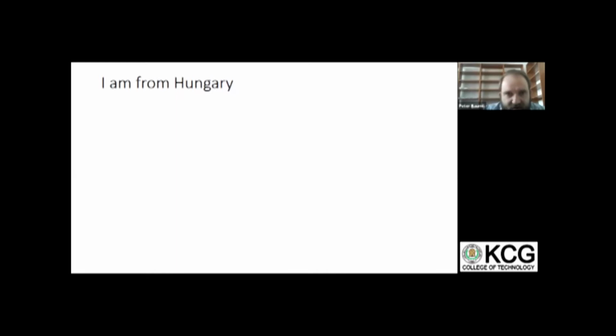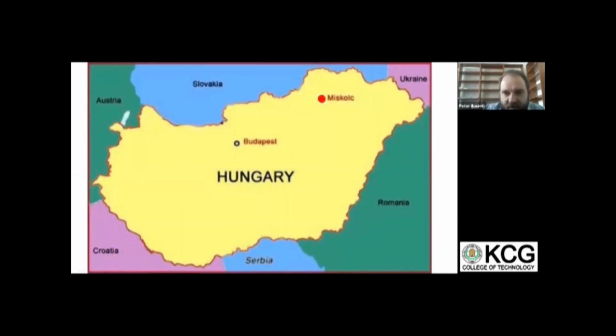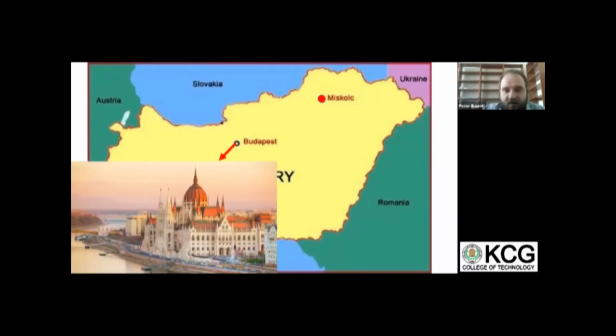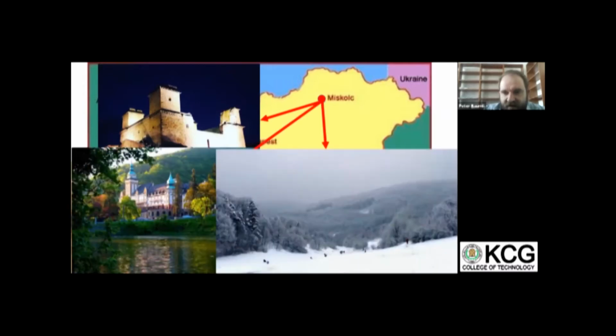As Kalevanan said, I'm from Hungary. Hungary is in the middle of Europe. As you can see, the capital of Hungary is Budapest, but I'm from the north part of Hungary. Its name is Miskolc. You see this very nice building from Miskolc. This is a castle, very nice area and snow. My students from India were very shocked when they arrived and met the snow.